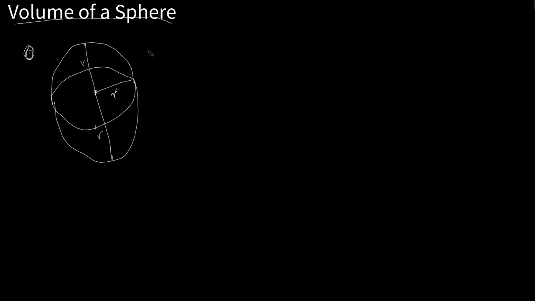So how do we compute the volume of a sphere? We'll approach it by just taking the semicircle or the hemisphere, right? The top half of the sphere, getting that volume and multiplying by 2, right? So the volume of the sphere is going to be 2 times the volume of the hemisphere. But then how do we get the volume of the hemisphere?